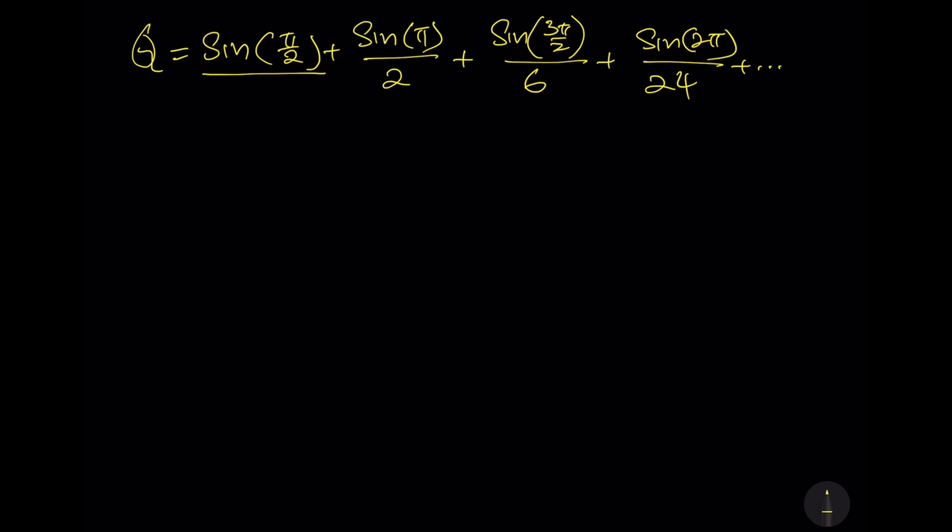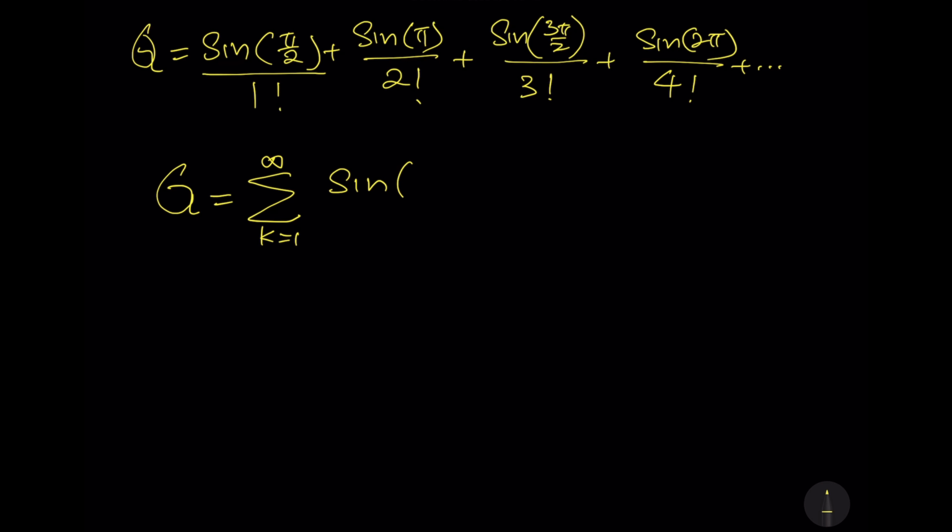First, rewrite the first term as 1 divided by 1, which is 1 factorial. Meanwhile, 2 is actually 2 factorial, 6 is actually 3 factorial, and 24 is 4 factorial. We can rewrite Q as the summation from k equals 1 to infinity, where the numerator is sin(kπ/2), while the denominator is k factorial.